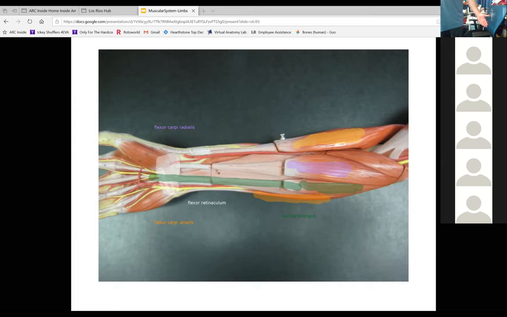So notice radialises are going to abduct, ulnarises are going to adduct the hand. And the palmaris longus is right in the middle, so is it going to adduct or abduct? No. Does neither, it just flexes the hand. So flexor carpi radialis flexes and abducts. Flexor carpi ulnaris flexes and adducts. So again, we can come up with simple mnemonics: flexors flex, ulnarises are going to adduct, and radialises are going to abduct. It is an easy way to distinguish them.